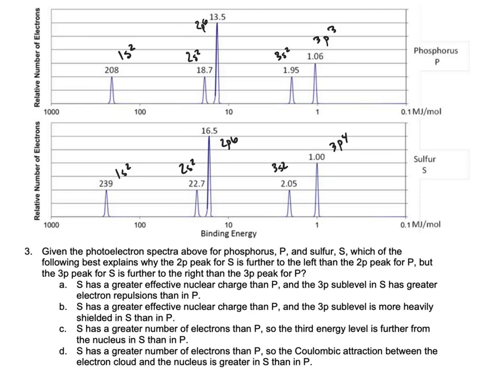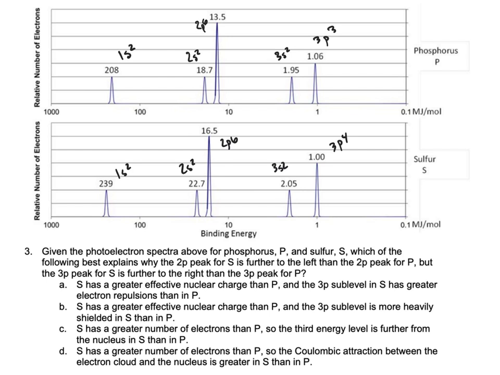This next practice problem talks about the difference between phosphorus and sulfur. As you can see, it's specifically talking about why the 2p peak for sulfur seems to be further left than the 2p peak for phosphorus, which you can see in comparison here. Sulfur is further left than phosphorus. But the 3p peak for sulfur is actually slightly further to the right than the 3p peak for phosphorus. I labeled the peaks for easier comparison.